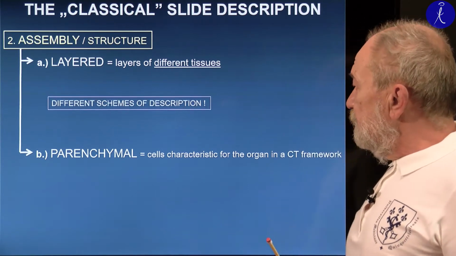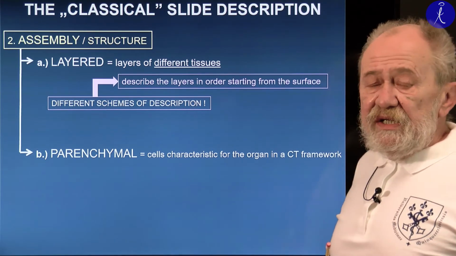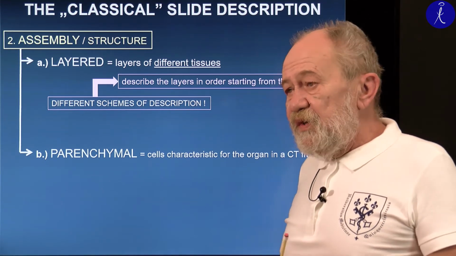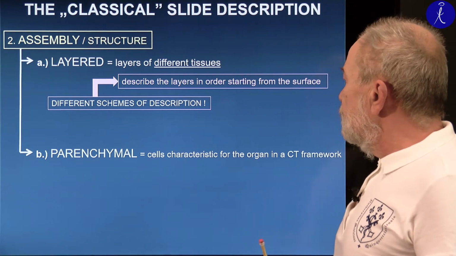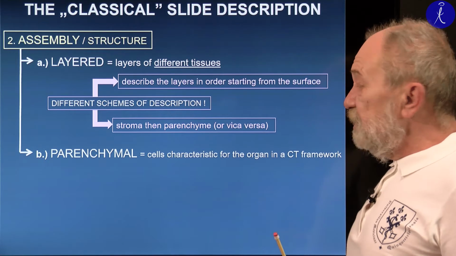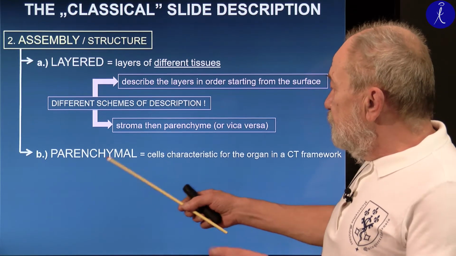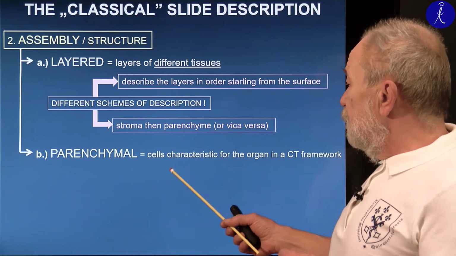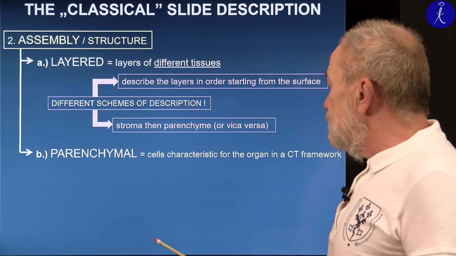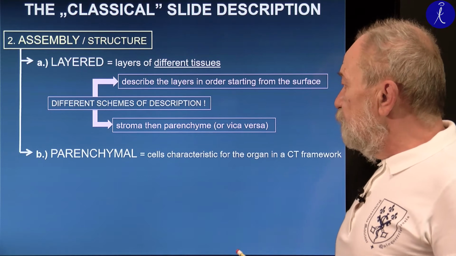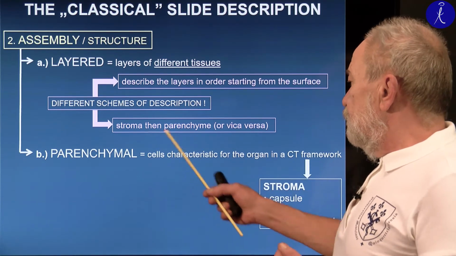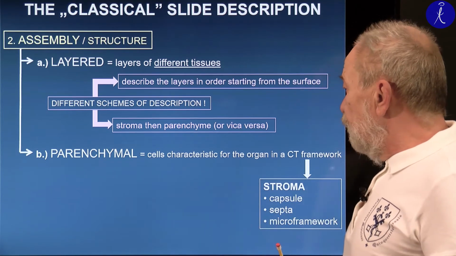If layered, then of course you describe layer by layer, starting usually from the inner surface, the epithelial lining of an organ. And when a parenchymal organ is to be described, then you should divide the organ, according to what we said before, into parenchyme and stroma, which keeps the cells in place, and it doesn't matter which sequence you start the description with, but that is to be followed.